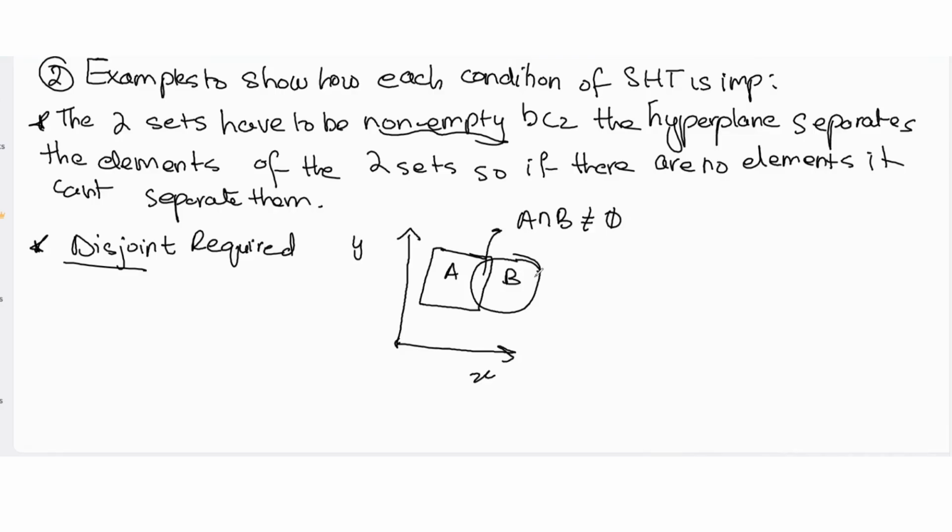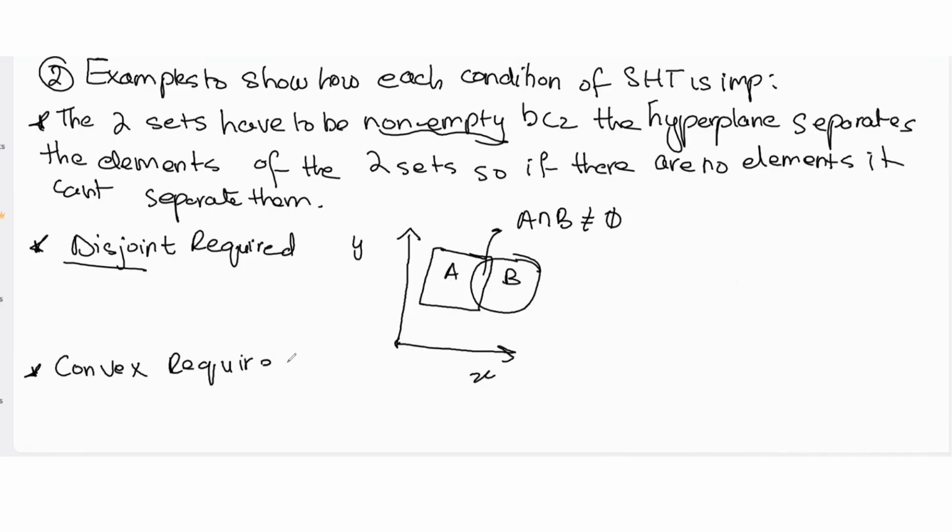Even though they're non-empty and convex, because they're not disjoint, A intersection B is not equal to the null set, and you cannot find a hyperplane, in this case a straight line, to separate the two sets such that one lies on one side and the other lies on the other side. You can't find a hyperplane like this, so disjoint is required. Now let's show that convex is also required. Let's first recall what we mean by a convex set.